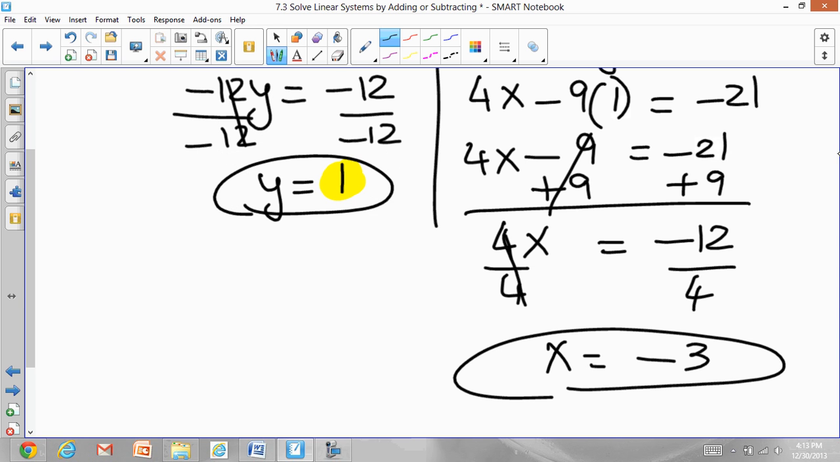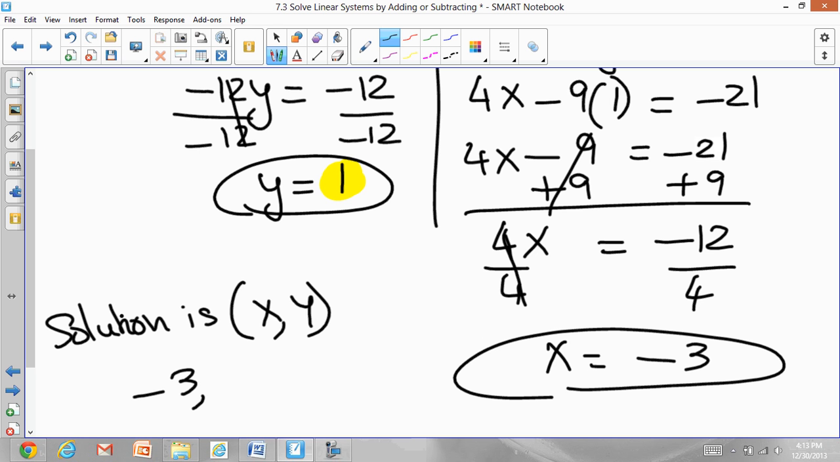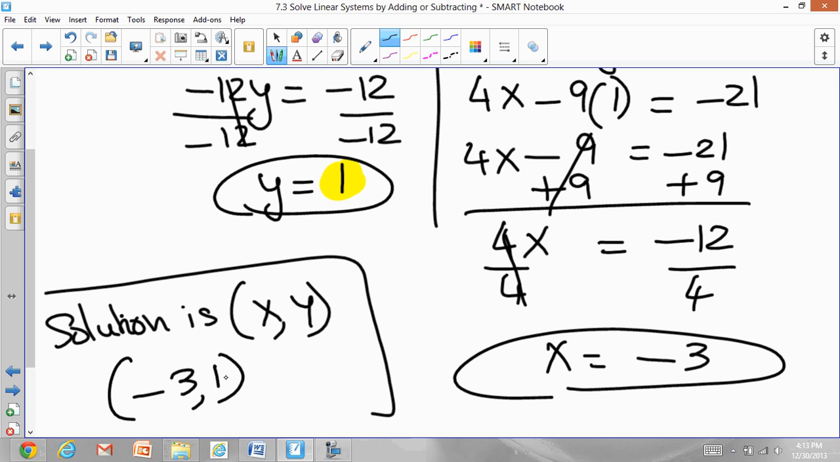So once you get x equals negative 3, now the solution is always x comma y. The first one is your x, the second one is your y. So it's going to be negative 3 comma 1. You have to be really cautious by putting the x value first and the y value second. So your domain in this case is negative 3, your range is 1.